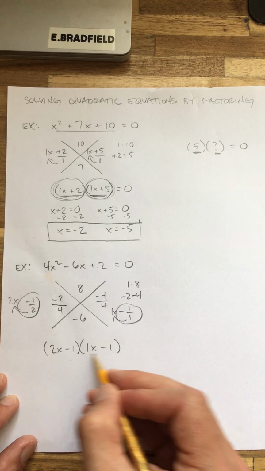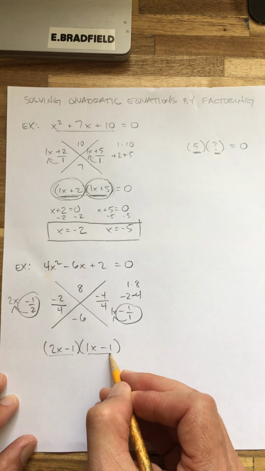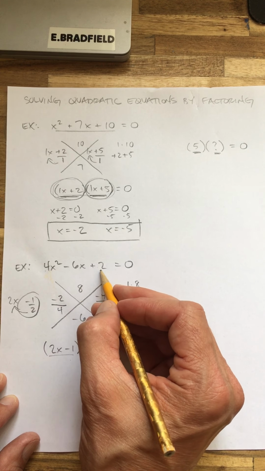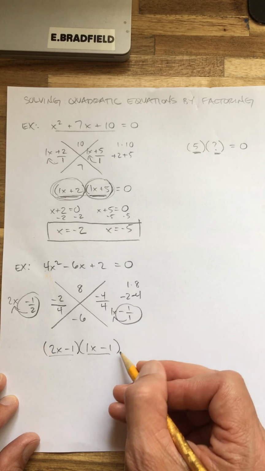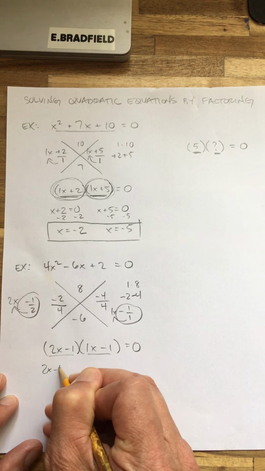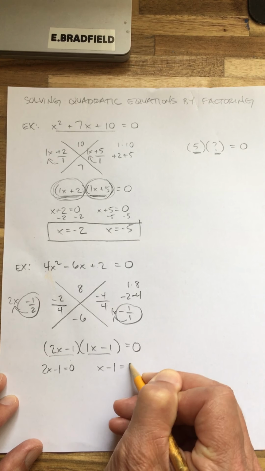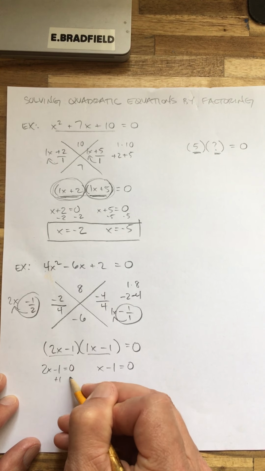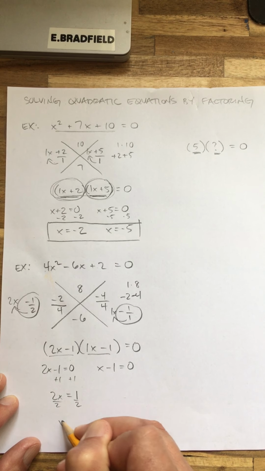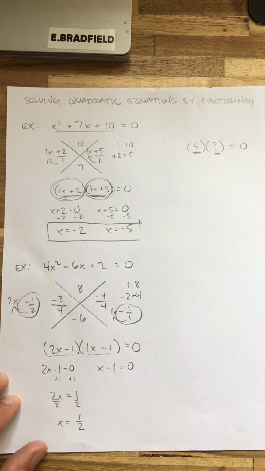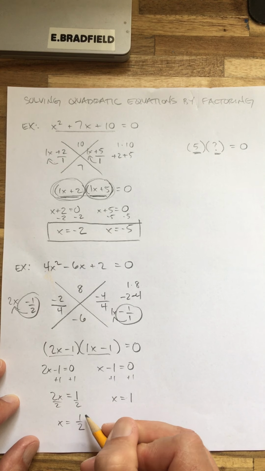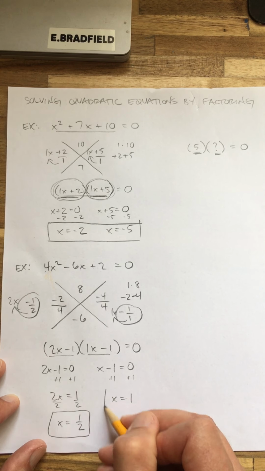And don't forget that this 2x minus 1 times 1x minus 1 equals what? Equals 4x squared minus 6x plus 2. And if that equals 0, then this equals 0. Okay. And now make your two equations. 2x minus 1 equals 0. X minus 1 equals 0. And solve. Add 1. 2x equals 1. Divide by 2. X equals 1/2. Okay. Add 1. X equals 1, and here are my two answers. X equals 1/2 and x equals 1.